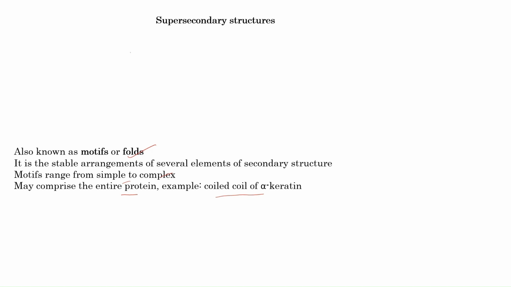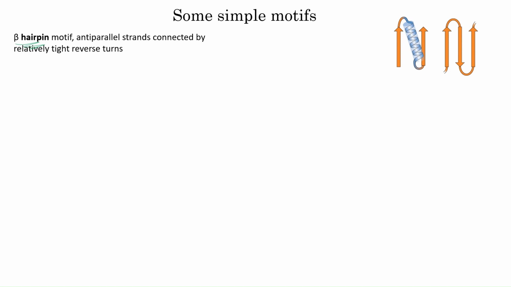What happens in a coiled coil? One alpha helix is arranged in a super twisted manner with another alpha helix. So this is the combination of two secondary structures. This is a supersecondary structure, which is also known as motifs and folds. Now let's see some simple motifs. One such motif is beta hairpin. What is beta hairpin? It looks like this.